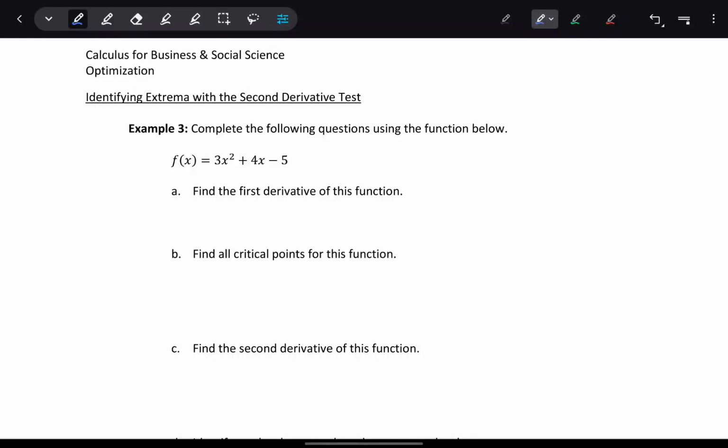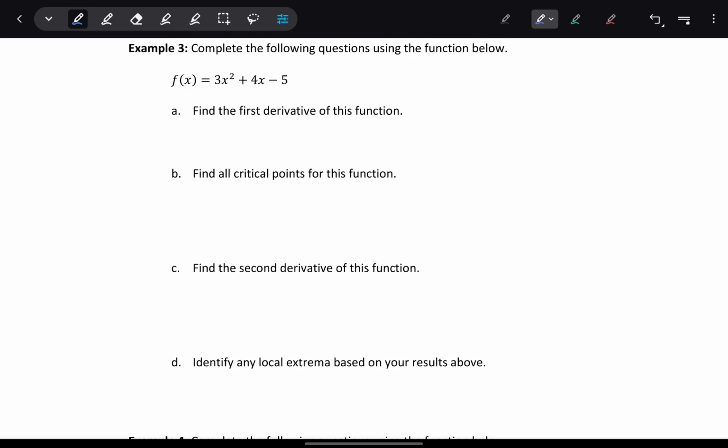In the next two examples, now instead of looking at a graph or being given shortcut pieces of information, we just want to start with a function, and we're going to use the second derivative test, meaning we're going to look at concavity to classify critical values as a maximum or minimum. That means we first need to start by finding the first derivative and any critical points for this function.